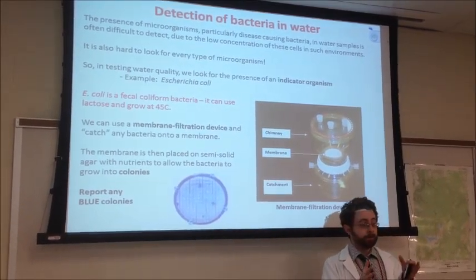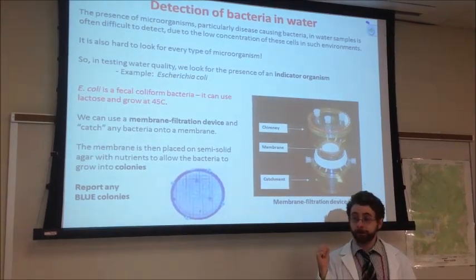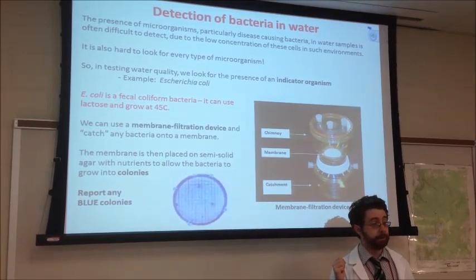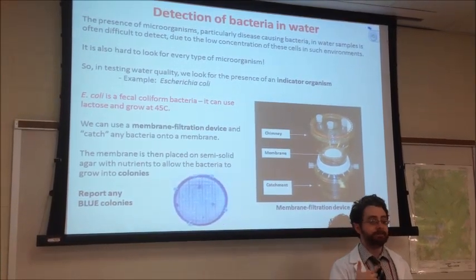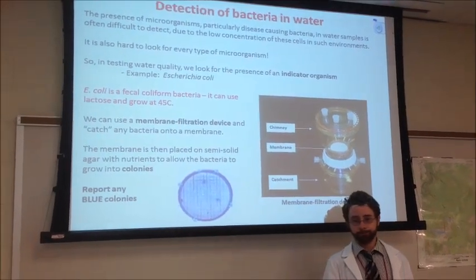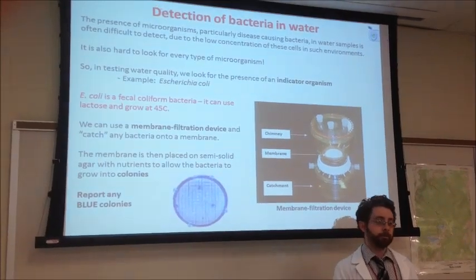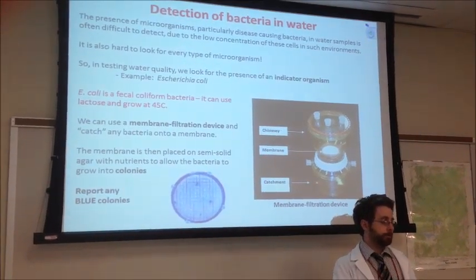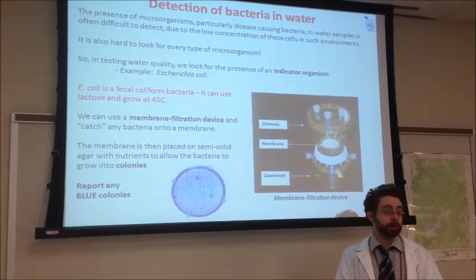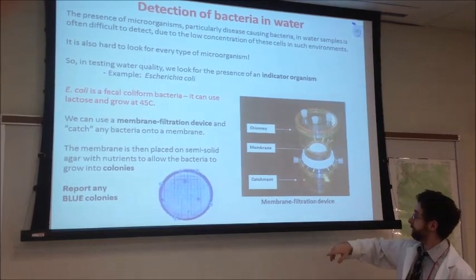So if you take a sample of water and you are able to identify E. coli, then most likely you have other types of bacteria in there as well. So that's your indication that there might be bacterial contamination. That addresses the concern of how do I look for every single bacterium. To address the concern of such a low concentration, we use what is known as a membrane filtration device.